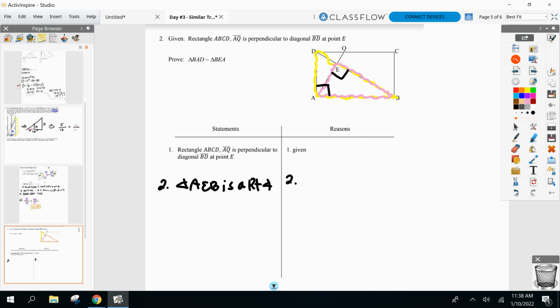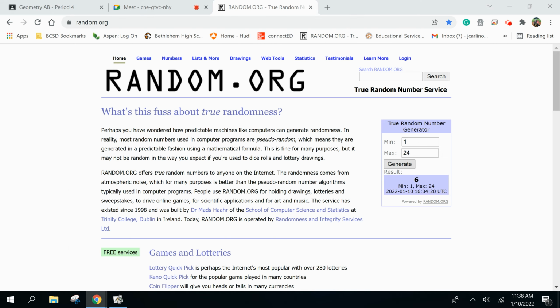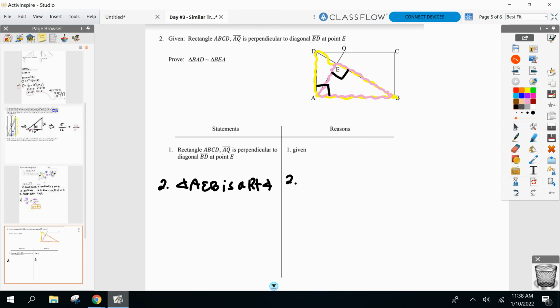How do I know that's a right angle? What told me that that was going to be a right angle there? AEB. Look at your givens. How do I know that's a right angle? Unbelievable. Perpendicular lines form right angles. Not the reason, though, why angle DAB is a right angle.